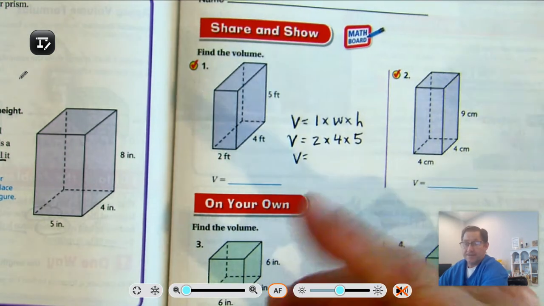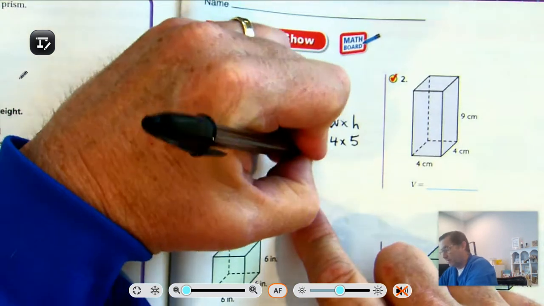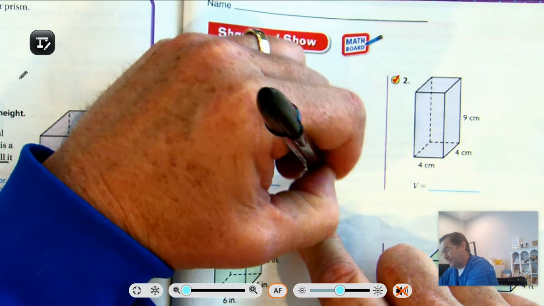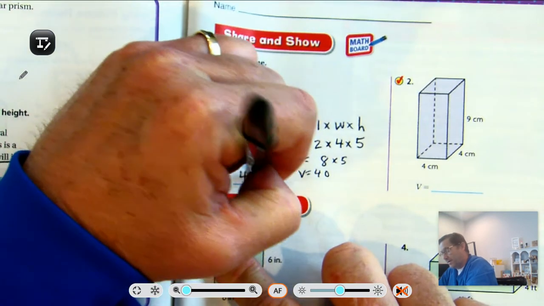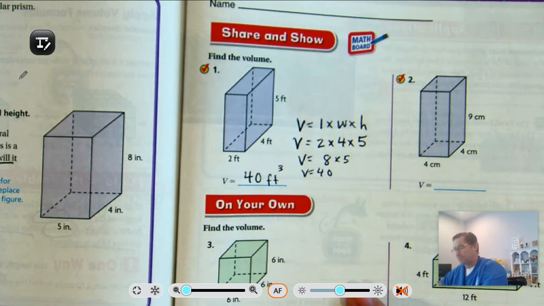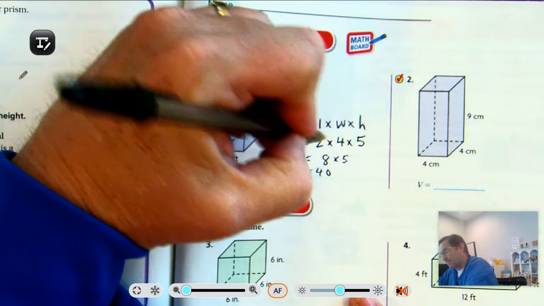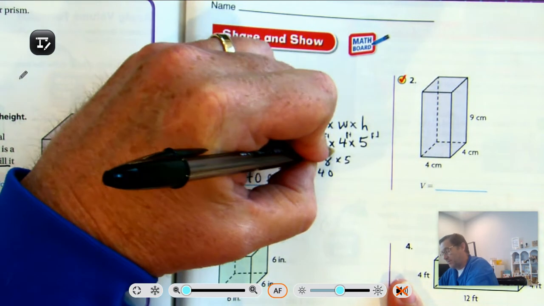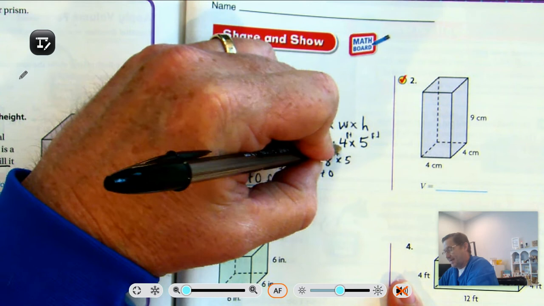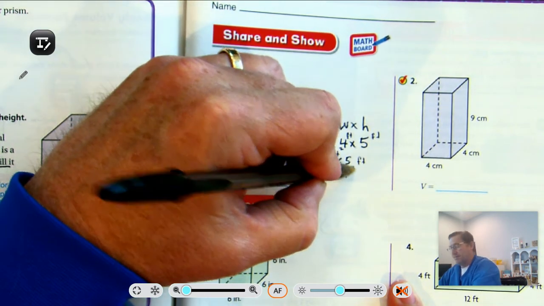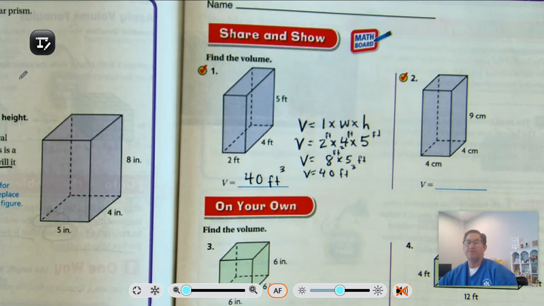Multiply two of the numbers together. Again, it doesn't matter, but I'm going to do 2 times 4 is 8. And 8 times 5 is 40. So 40 cubic feet. And we can actually even write in the dimensions in our problem. So when we said 8, that's 8 feet squared times the height, which would give us 40 feet cubed.